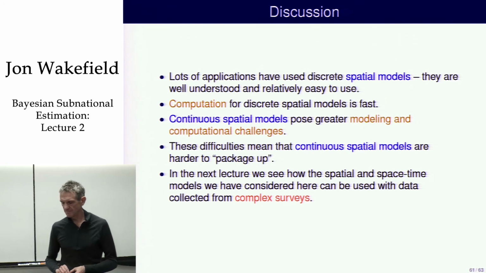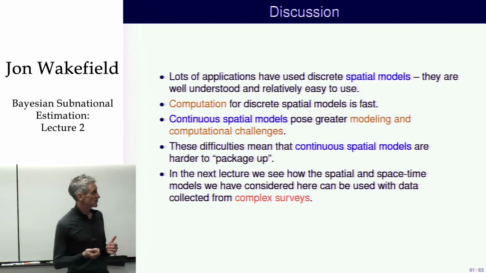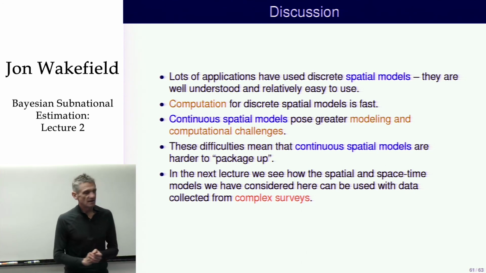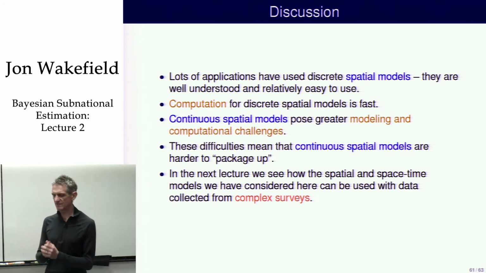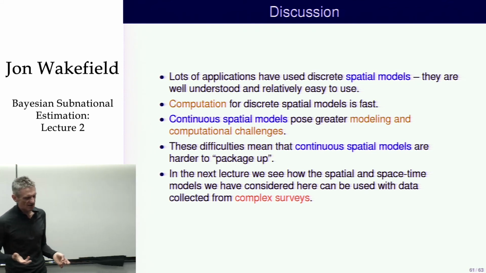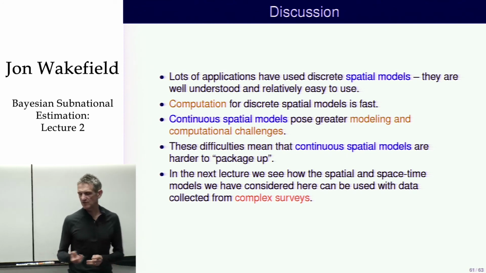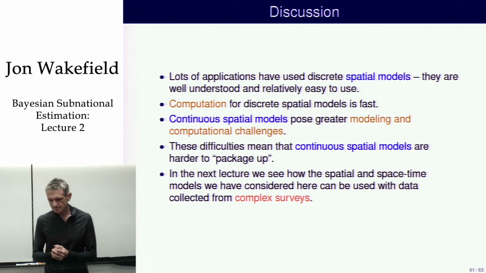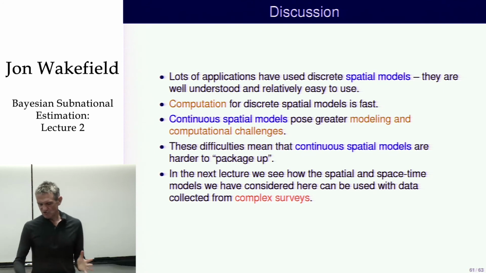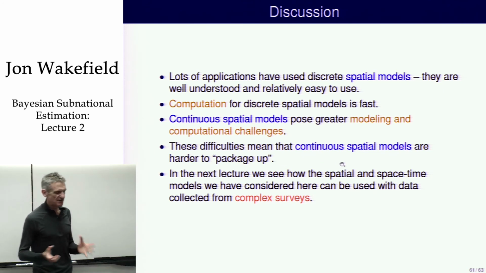Okay, so just finally, as I've said, there's lots of experience using these discrete spatial models, so they're very appealing in that respect. And the computation is also very, very fast. Continuous spatial models are still an area of a lot of research, and so in the future I expect they'll become more popular. But at the moment, we've chosen not to package those up within the SUMMER package because they're very difficult to automate.